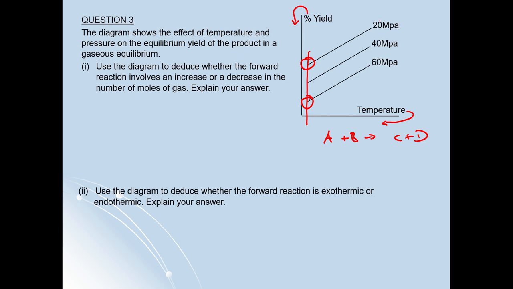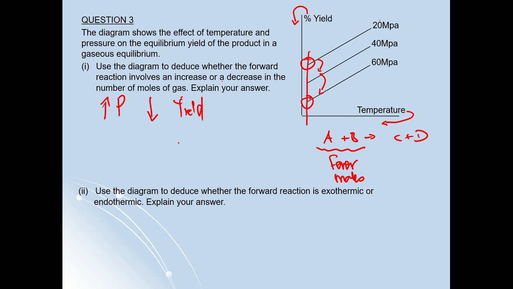As we increase the pressure, our yield becomes less. So we go from 20 megapascals to 40 megapascals to 60 megapascals at a constant temperature. What we're saying here is, as we increase the pressure, we decrease the yield. That means as we increase the pressure, it moves to the side with fewer moles. So if the yield is decreasing, we must have fewer moles on the left hand side.